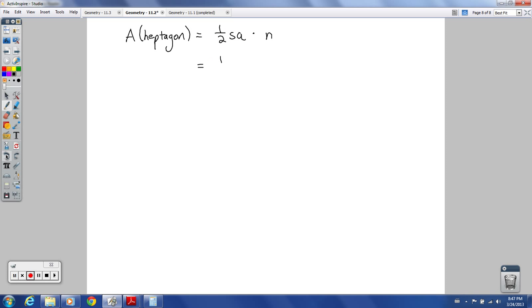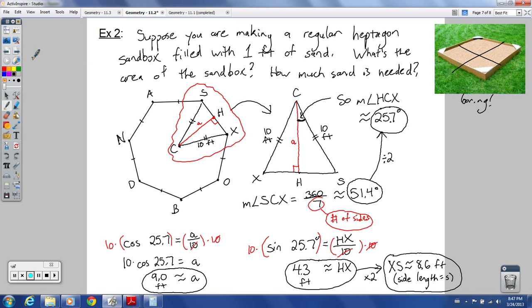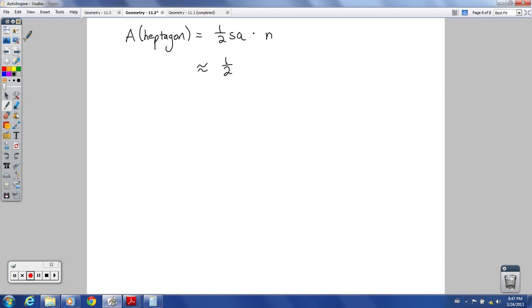I have approximated some things, so let's make this approximately equal to 1/2 of the side length, which we found was 8.6, times the apothem, which is 9.0, times the number of sides, which is 7 in this case. If you multiply that all together, you end up getting approximately, to the nearest square foot, 271 feet squared. So this would be the area of your sandbox.